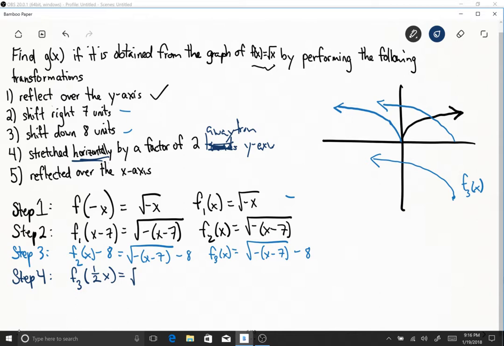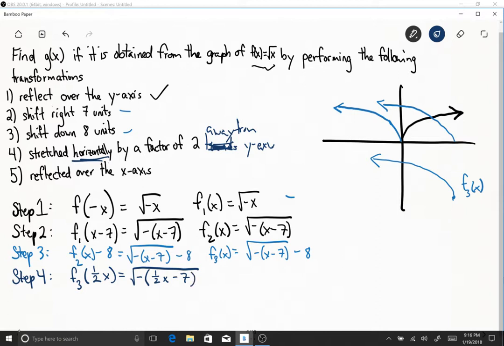So this is square root of negative. We replace the x with 1/2 x. And why is that? Well, notice what that would do. I don't have enough room on here, but to stretch it away, I'm going to take that dot, and basically that should double in length away, right? Well, if I put 1/2 x in there, minus 7, notice that x now becomes, instead of 7 to be the 0, it's going to be 14. And that's exactly what we're looking for.